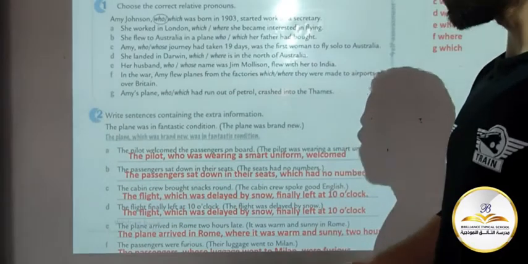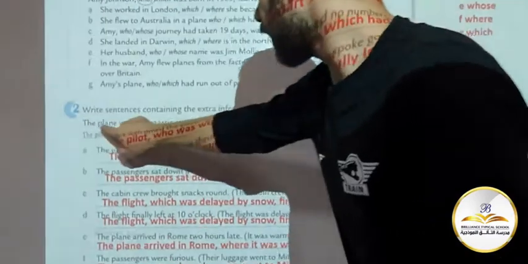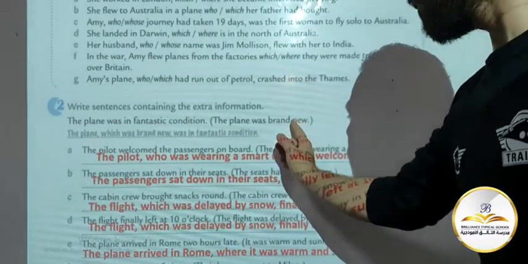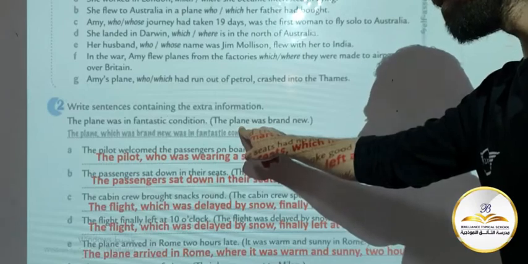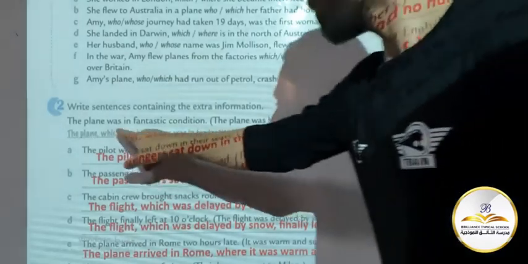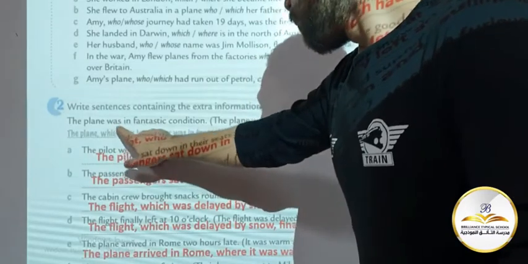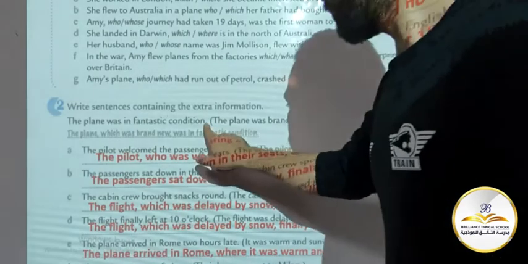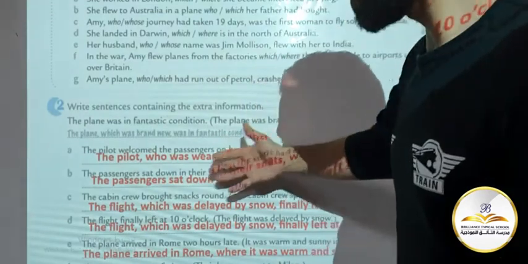What I'm going to do is, first, I'm going to find the noun at the beginning of the sentence, the plane, and I'm going to choose a relative pronoun that is going to suit the meaning. So the plane, I'm talking about a thing. We are going to say the plane, which was brand new, was in a fantastic condition. And I'm going to add two commas before and after it. Can you try to do it? Let's take a look at another one.